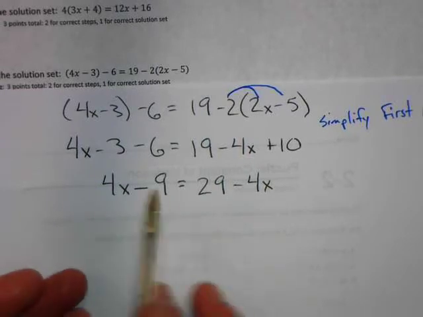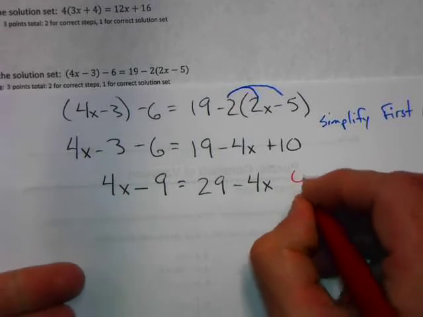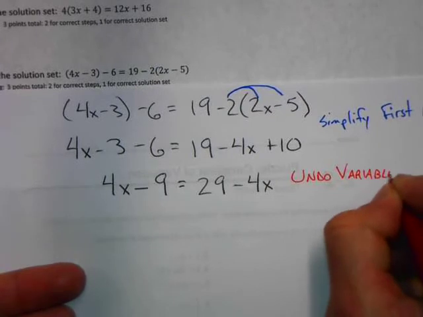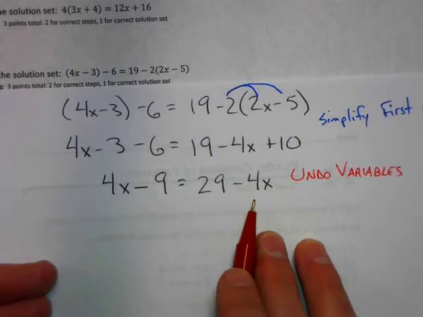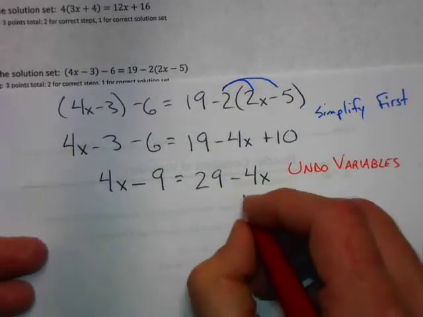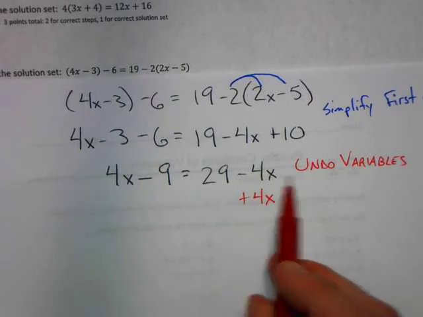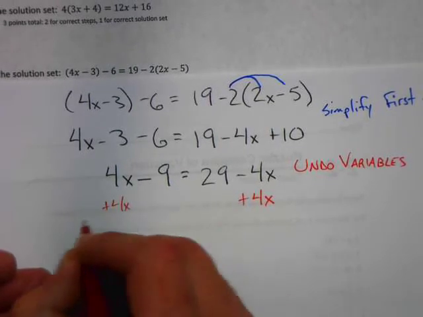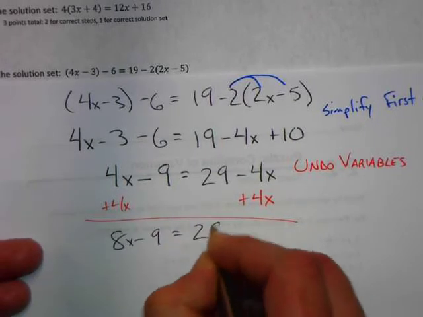Now that we have simplified, we've used the distributive property, we have combined like terms. Remember, I want you to undo variables. Okay, so undo variables first. Now, we can take away this 4x on both sides, or we can add this 4x on both sides. It doesn't matter. I'm going to add 4x on both sides. So see here, I have a minus 4x. I'm going to undo the variable. I'm going to add 4x to both sides. So if I add it there, I add it here. And I'll be left with 8x minus 9 equals 29.